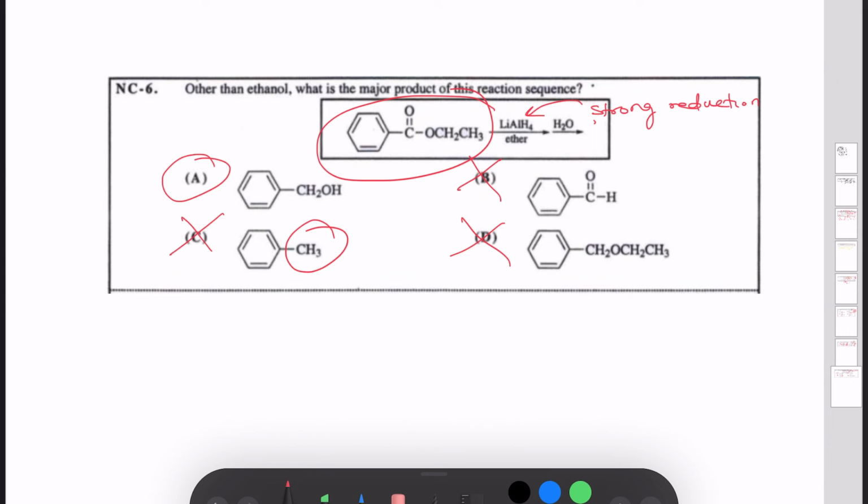So when you think of lithium aluminum hydride, it's known that this reagent is very capable of reducing esters, carboxylic acids, all the way down to an alcohol. So that is why we would have A as our final answer.